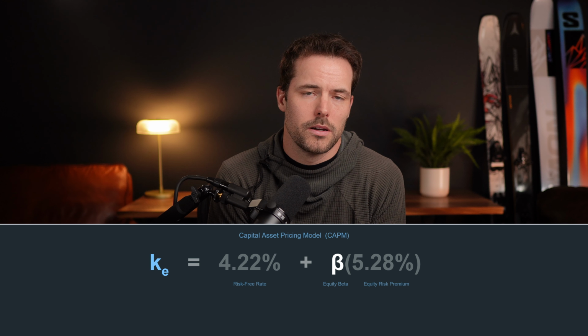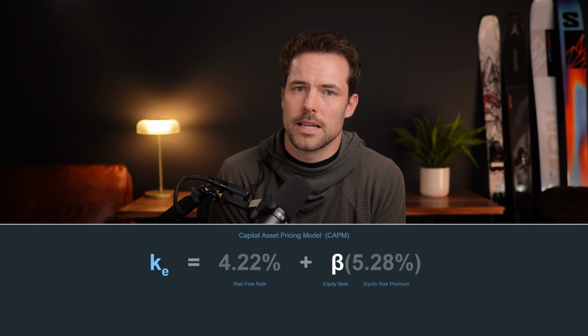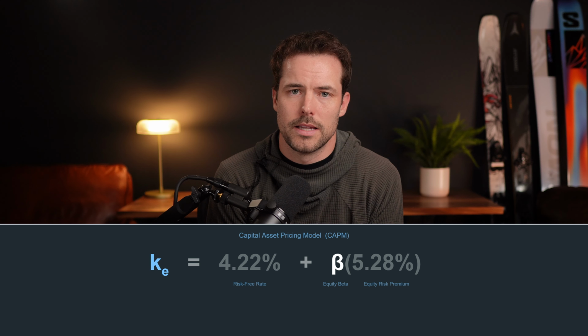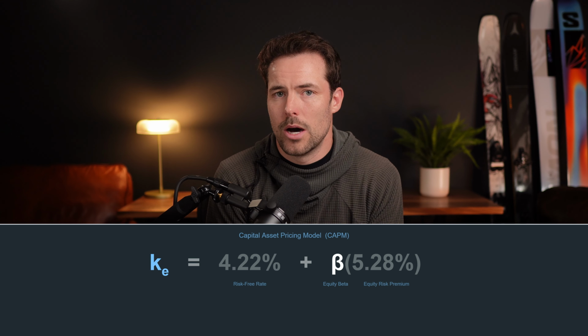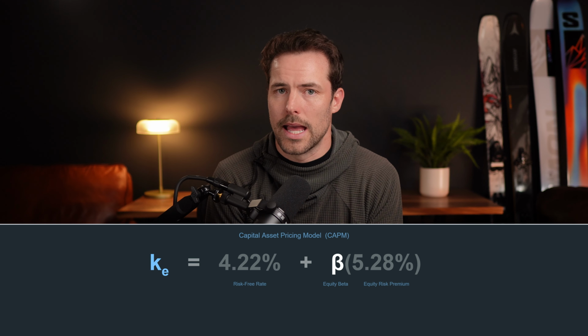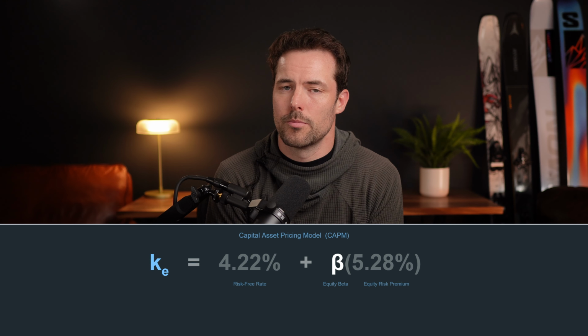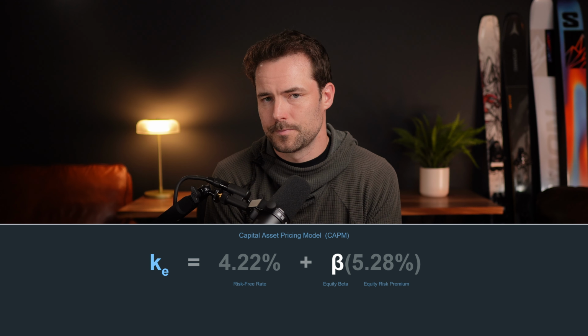The key word here is sensitive. Beta isn't saying the stock and the market move together day by day. It's measuring how much the stock's returns tend to amplify or dampen broader market movements over time.